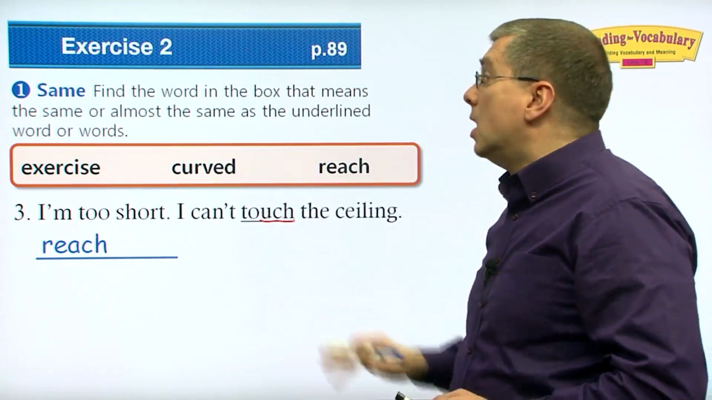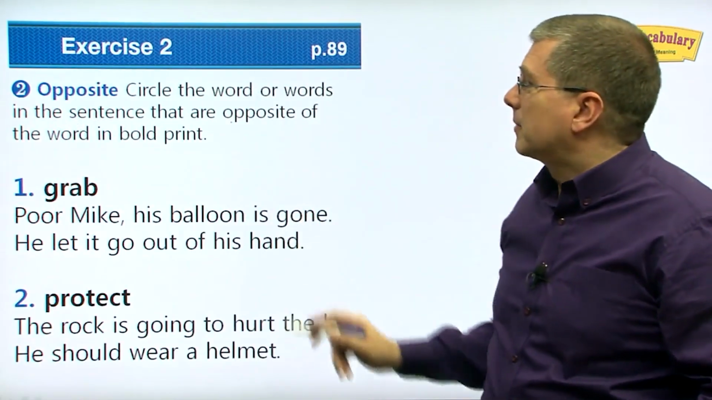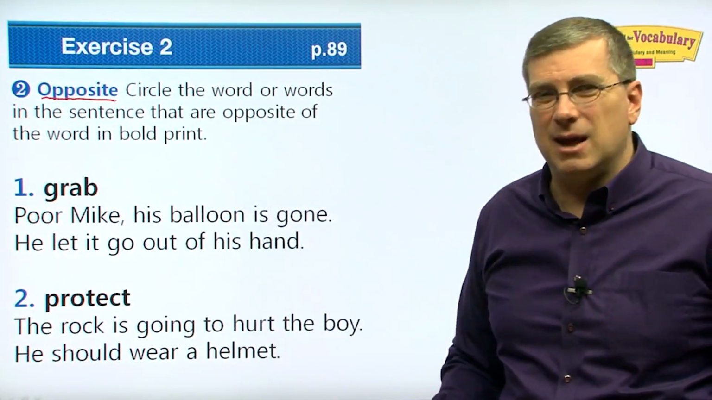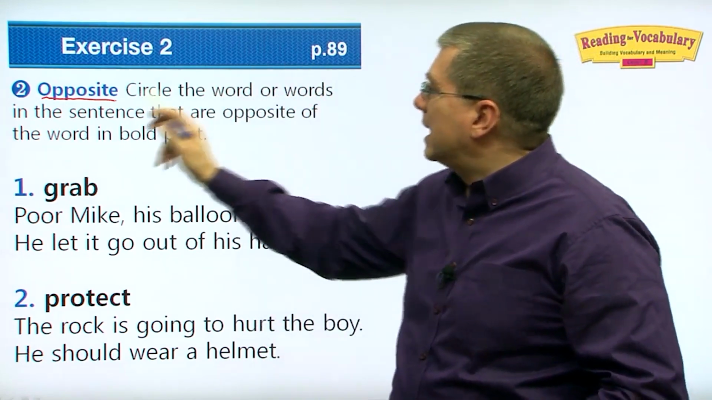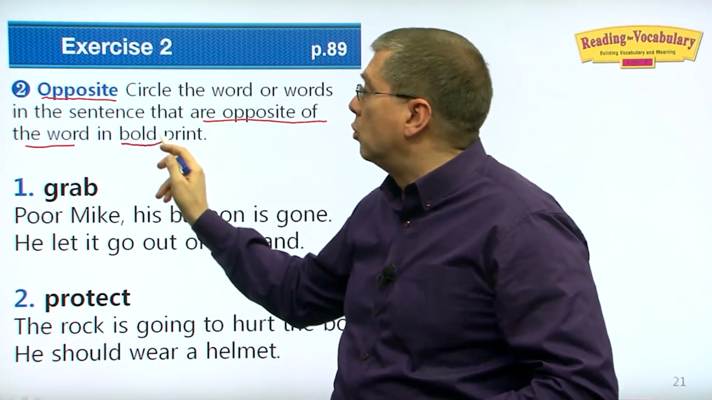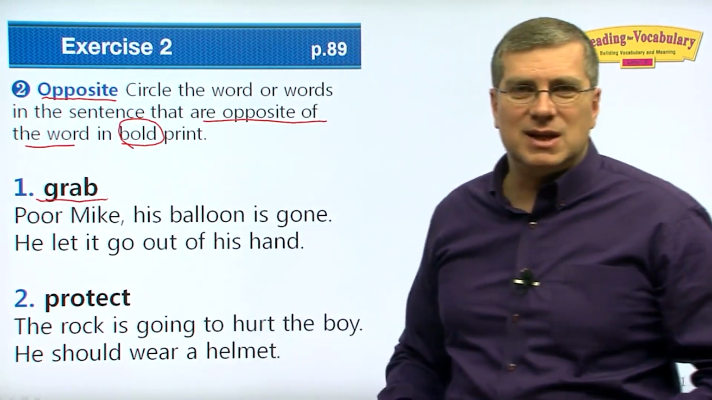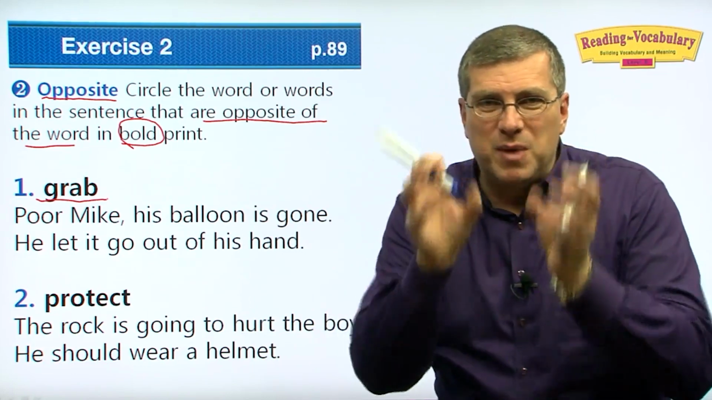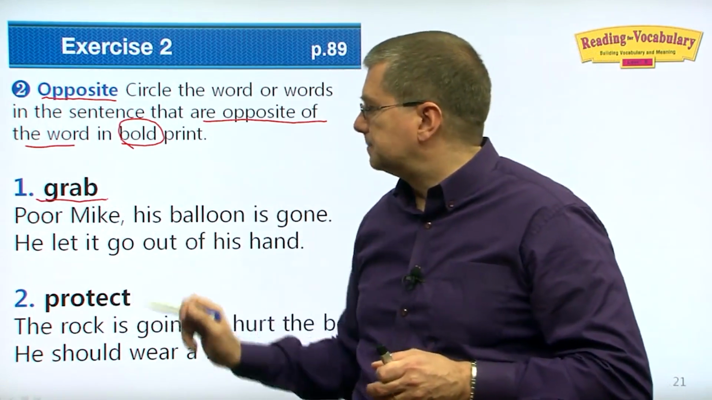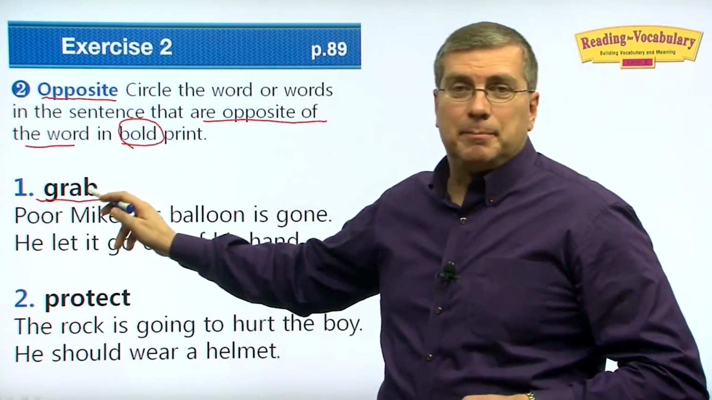Okay? Same thing. So this exercise is finding words that are the same or almost the same. The next exercise is finding the words that have opposite meaning. Circle the word or words in the sentence that are opposite of the word in bold print. What is bold print? That's the heavy, dark print that you see there. When a word is darker and bigger than normal, we say it's bold. Bold print. That's this one here and this one. So, let's circle the word or words that are opposite of this one.